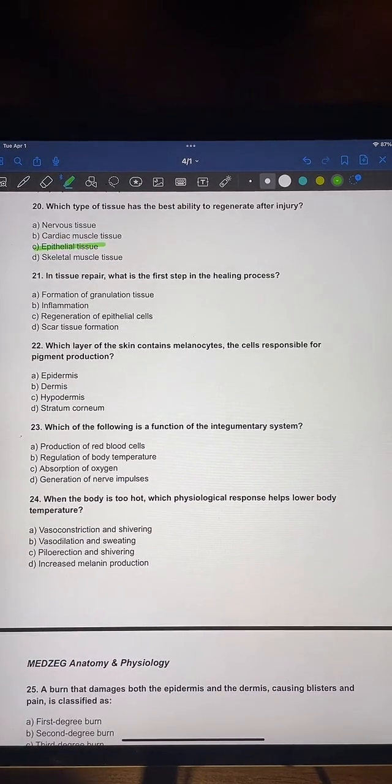Number 21, in tissue repair, what is the first step in the healing process?